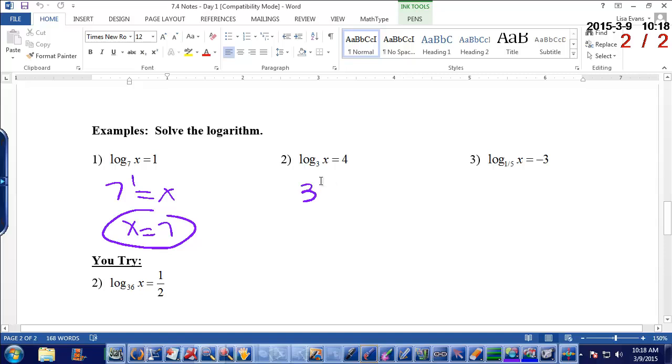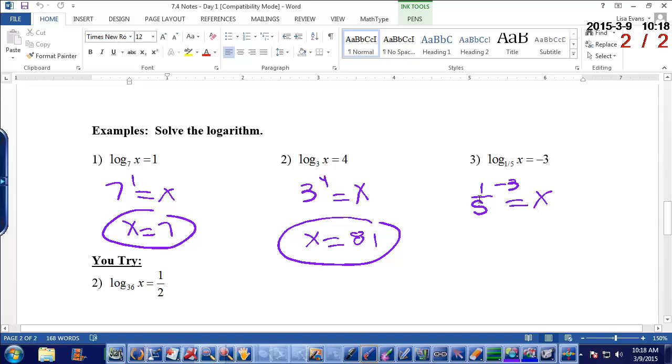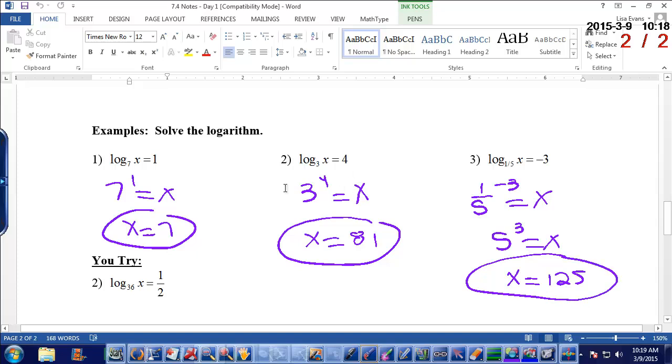Okay, this one, 3 to the fourth equals x. This is again why we needed to know that note card, that information that we did in the last unit. So 3 to the fourth power is 81. Okay, 1/5 to the negative third equals x. We want to change this so we don't have a negative exponent, so that would be 5 cubed. So 5 cubed is 125. Pretty easy, right? When x is in this position, the problems are pretty easy. They do get a little bit more complicated, which we'll see in a minute. Go ahead, pause the video, and try the second one on your own.